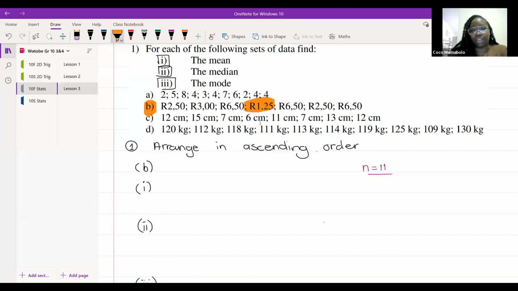At 1.25. Okay, 1.25. And then from there, we're going to go to, which one? 2 Rand 50 and 2 Rand 50.